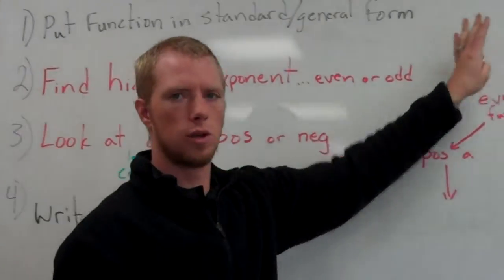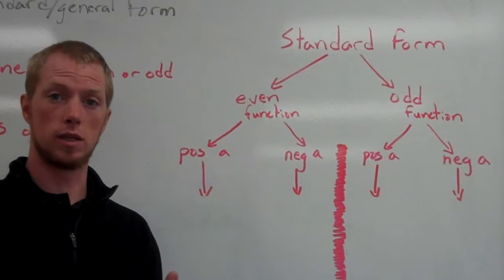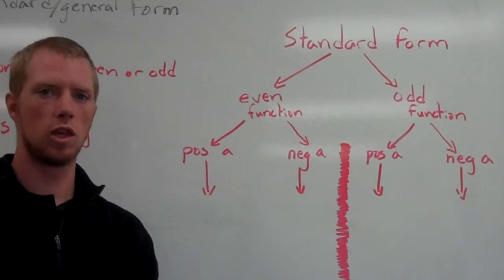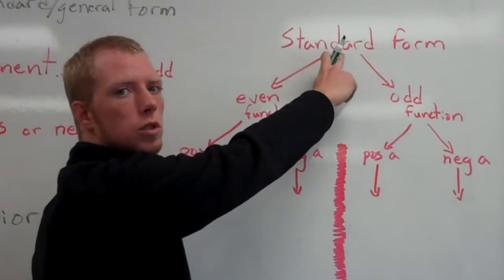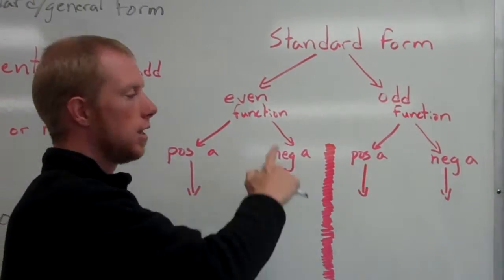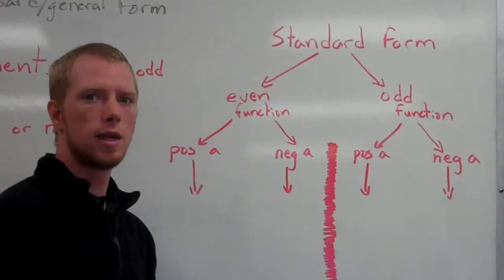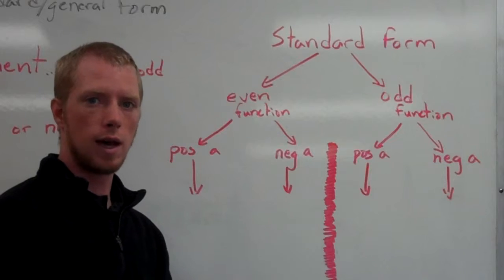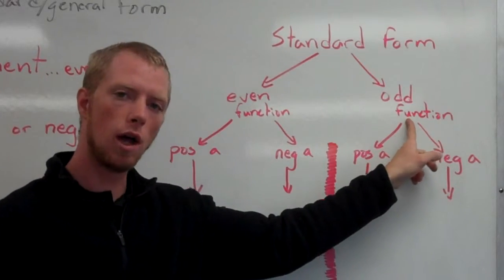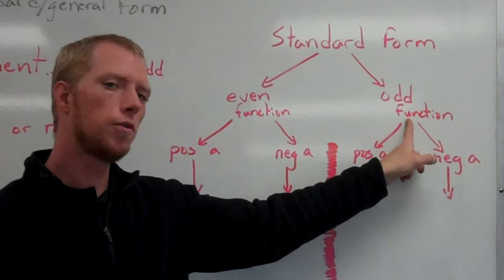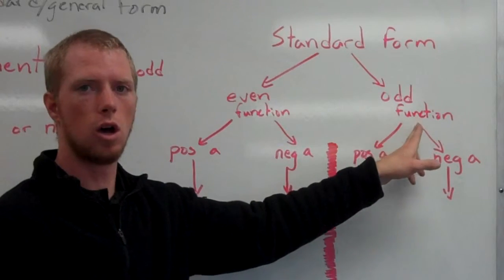But sometimes I really like to look at it in a chart form, so figuring out what really are my choices. This will help you determine the only 4 choices you have. Once you have it in standard form, so step 1, you determine whether you have an even or an odd function. Remember, even and odd is the highest exponent. If the highest exponent is even, you have an even function. If the highest exponent is odd, you have an odd function.